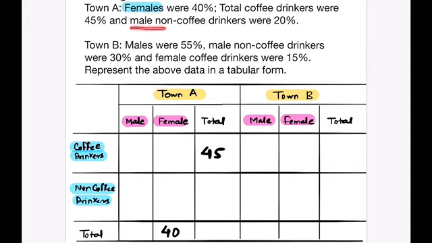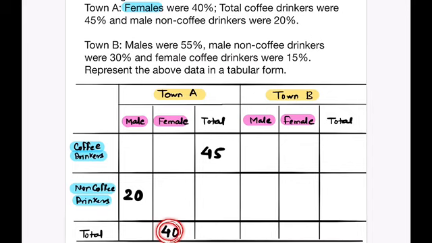Right. Male non-coffee drinkers were 20%. Town A, male with non-coffee drinking habit. We need to put 20% here. So this is the basic information given. And as we can see, this is incomplete. We need to apply our minds and find the missing figures.